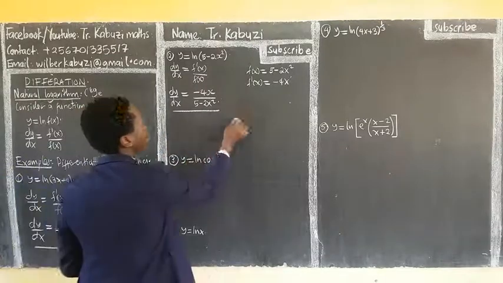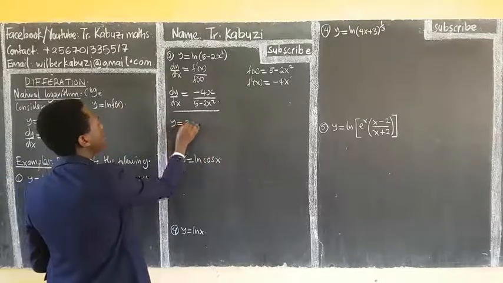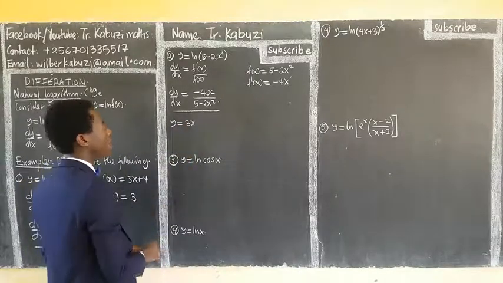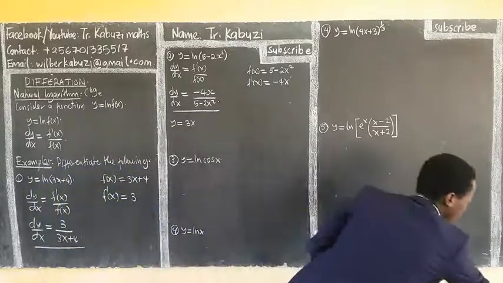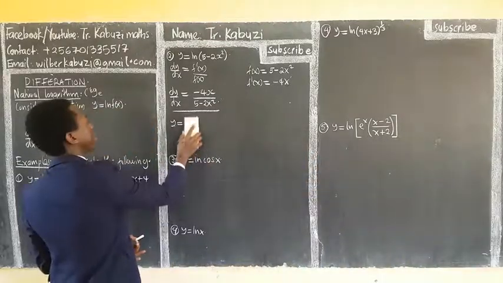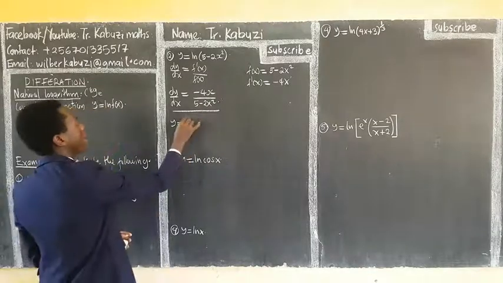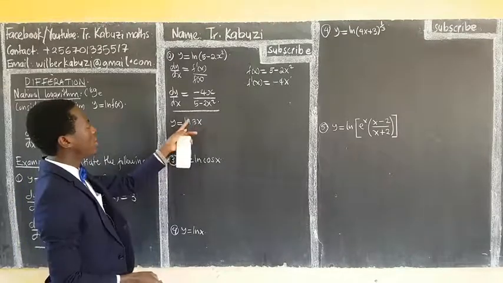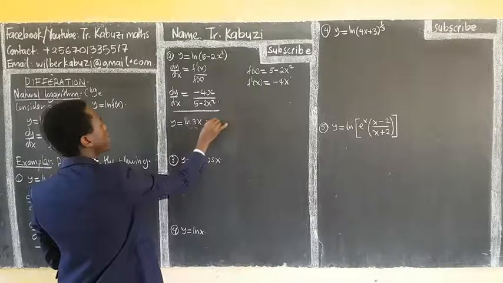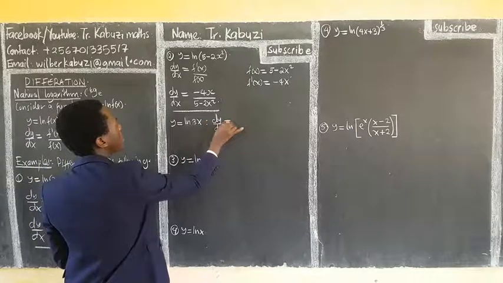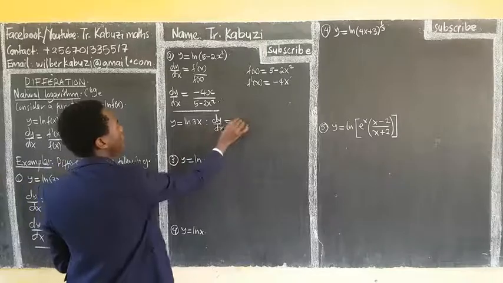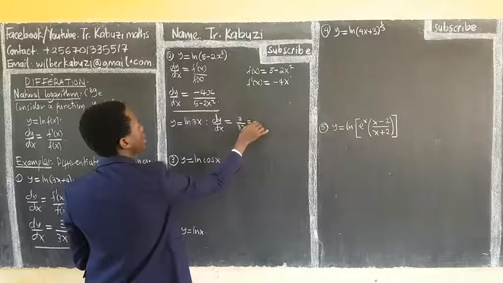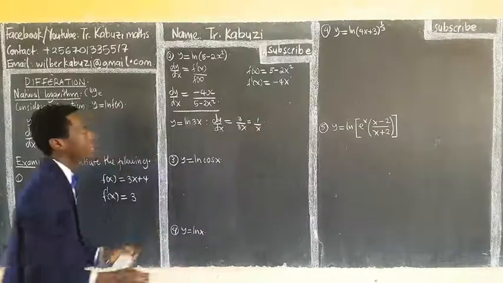From here, they can also add another thing. Let's say they tell you to differentiate y equals natural log of 3x. How do you handle this? Your f of x is 3x. In simple terms, you can do this in one step. When I differentiate 3x, I get 3 over the original function, which is 3x. And so this will give you 1 over x. So you can do it in one step.